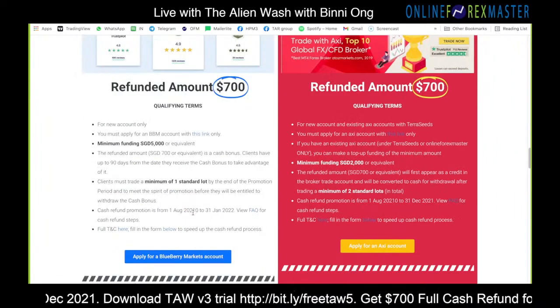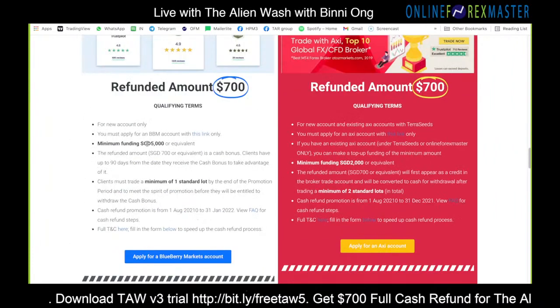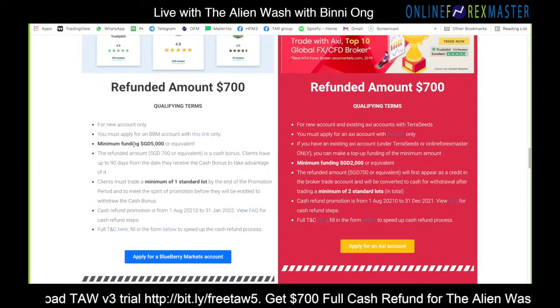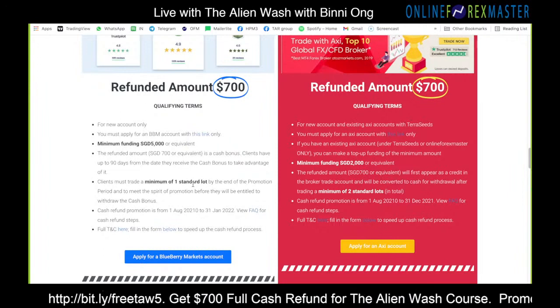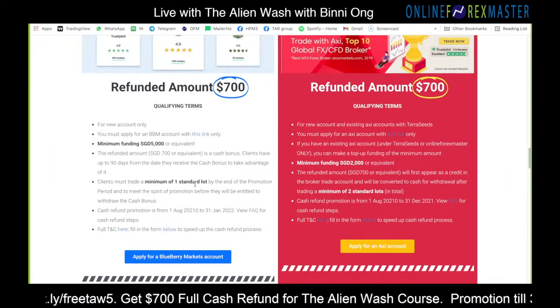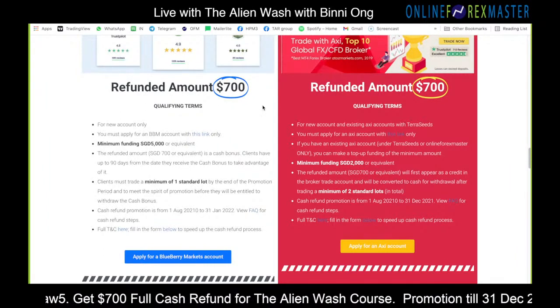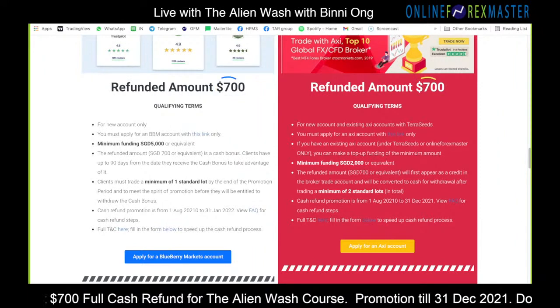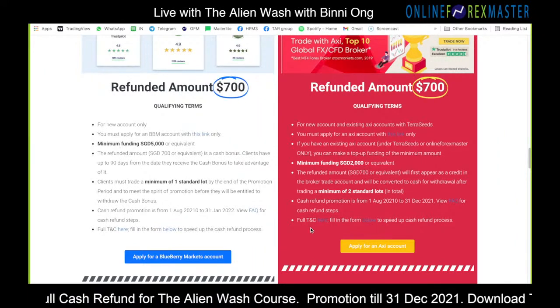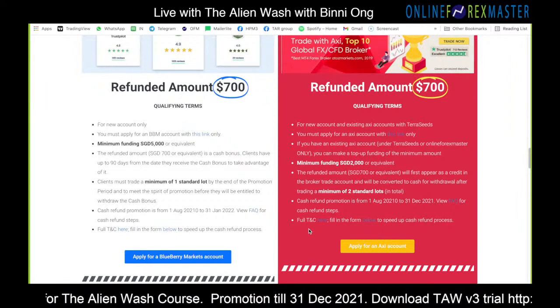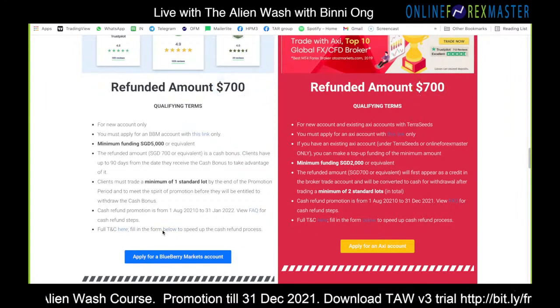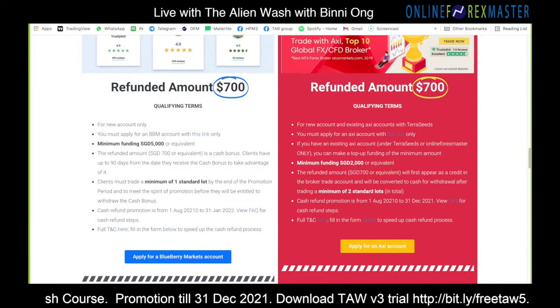All right. Then fill in the form, then you make the minimum funding, 5,000 for this broker, 2,000 for this broker, trade the minimum standard lot. Okay. How to meet that quickly: open and close immediately. All right. If you want, you can take your time, learn it, and then slowly do it also can. And then after that, send the receipt to your account manager. Your account manager will let you know.